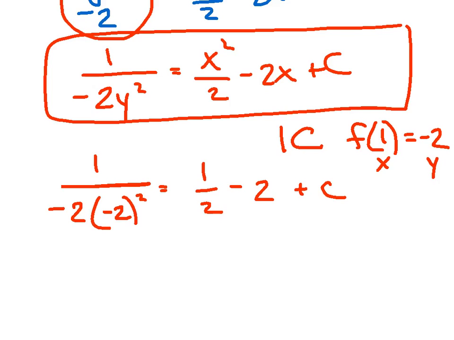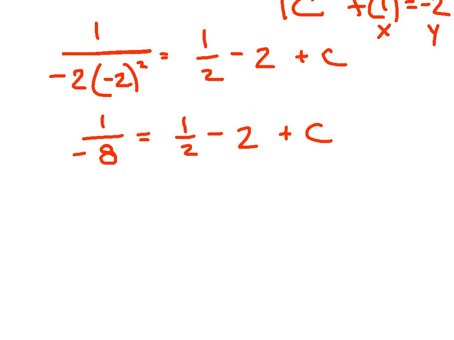Okay, so negative 2 squared is 4. That leaves me with negative 1/8. And I'm going to leave this as 1/2 minus 2 plus c. And again, we've talked about this several times. Probably the easiest method to kill your fractions is just to multiply every term by the common denominator.